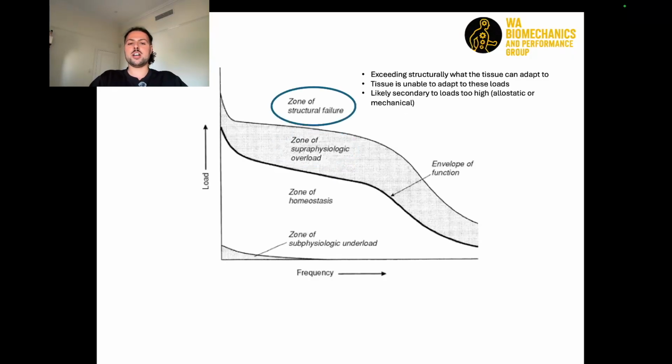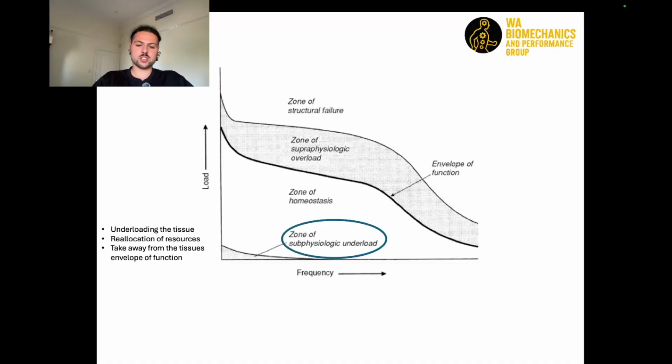But if we creep too high, or maybe if our allostatic loads are high and we accumulate too much stress, maybe in the supraphysiologic overload area, we start to creep into the zone of structural failure, and this will exceed structurally what the tissue can adapt to. The tissue is unable to adapt to these loads, and it will probably break down and fail. And like I was just saying before, it's likely secondary to loads being too high, and this could be allostatic loads or mechanical loads being too high.